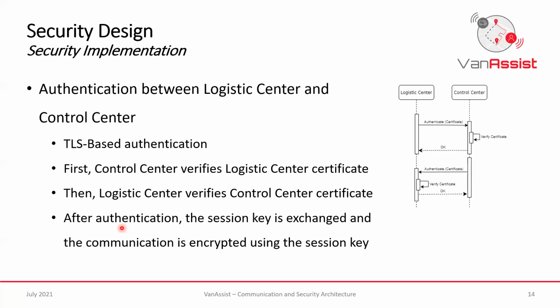Here, on the right-hand side, you can see the authentication between a logistics center and control center. You can see the message diagram of how this authentication is done. As we said, this is a TLS-based authentication. First, the control center verifies the logistics center certificate, then the logistics center verifies the control center certificate. After this authentication from both sides, a session key is exchanged and the communication is encrypted using this session key, so that nobody can decrypt the messages which are on the public network.